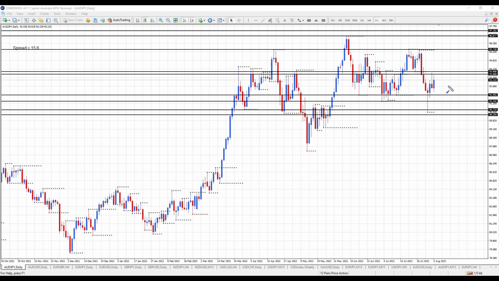Hi traders, hope you had a great trading week last week. Now I've got my monthly, weekly, daily support and resistance levels all drawn in. They're referenced in the description below. I'll just talk about the ones closest to price action now on the Aussie yen daily chart here.